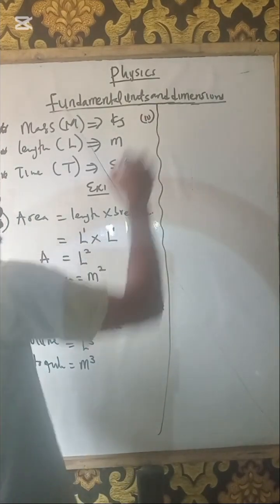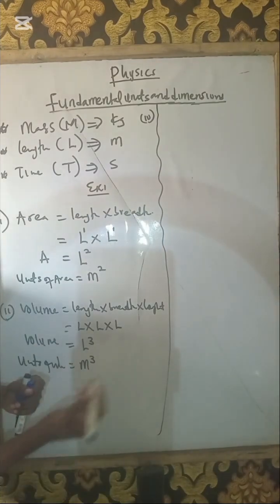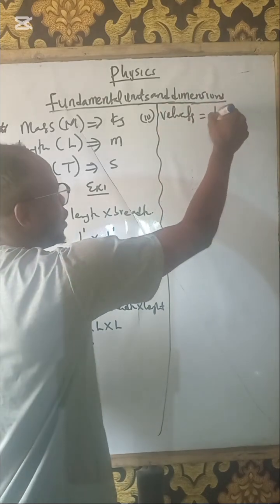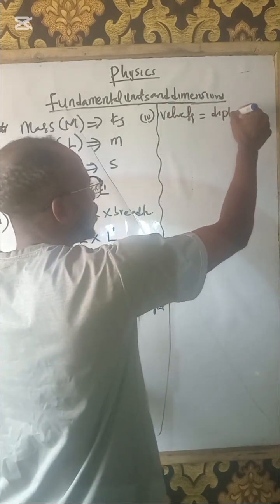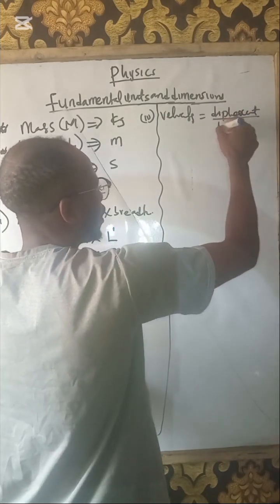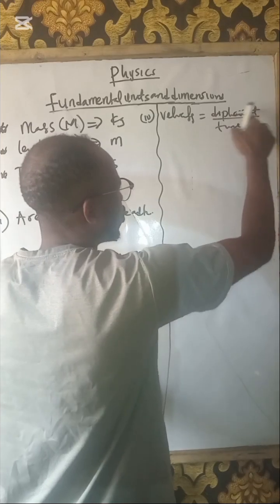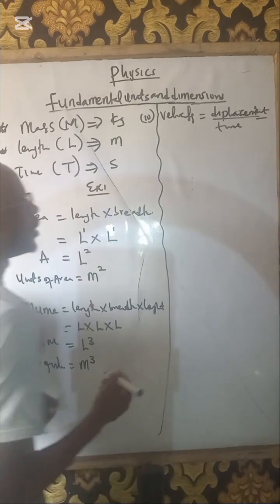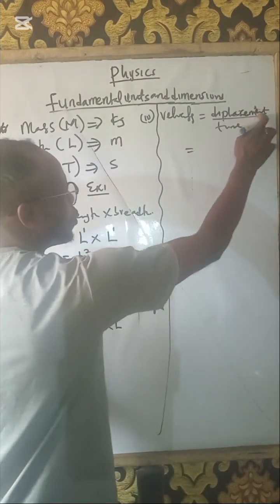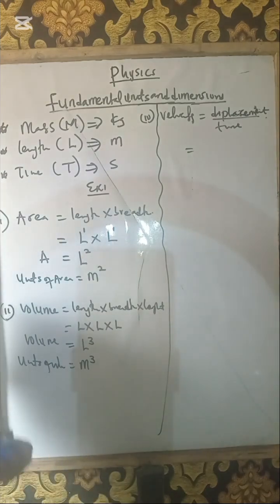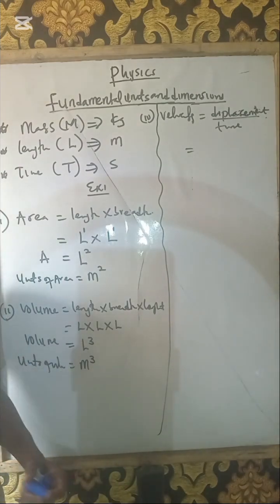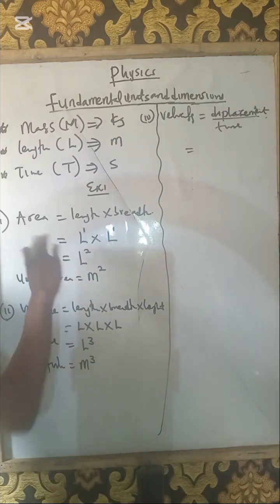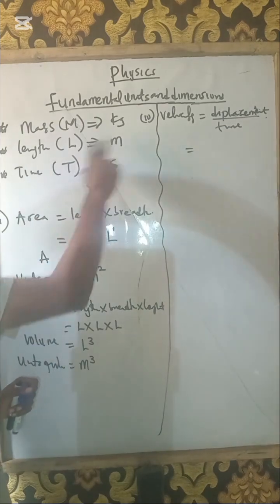So suppose I want to state the dimension of velocity. We know that velocity is displacement over time. This is displacement over what? Time. So displacement is the same thing as saying what? Distance. But displacement is a vector quantity, distance is a what? Scalar quantity, but they are measured in the same unit. So if I put it in terms of dimension, displacement is also going to be what? L.